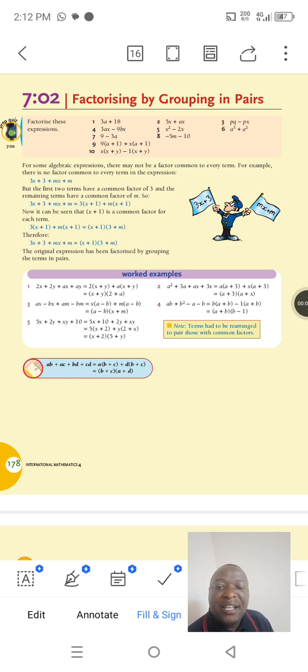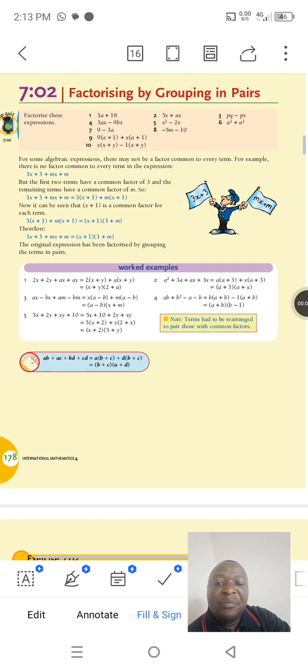Now, looking at that expressed format, we can see that what is in the bracket is actually common. So we factorize it out, that is x plus y. So we factorize x plus y, then the expression becomes x plus y in brackets into 2 plus a. So we shall have factorized 2x plus 2y plus ax plus ay by grouping.